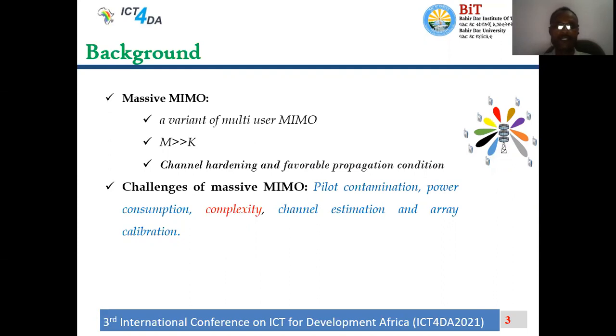One of the massive MIMO features is channel hardening, which is the property of massive MIMO to mitigate the problem of small-scale fading. The next one is the favorable propagation condition, in which each and every subcarrier will be orthogonal to one another, so that interference will be automatically suppressed and energy and spectral efficiency will be increased.